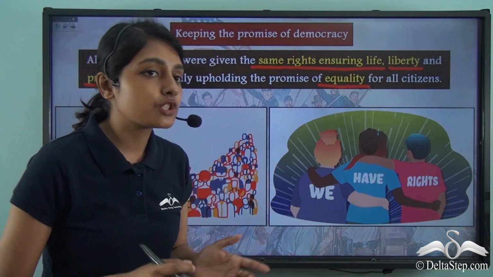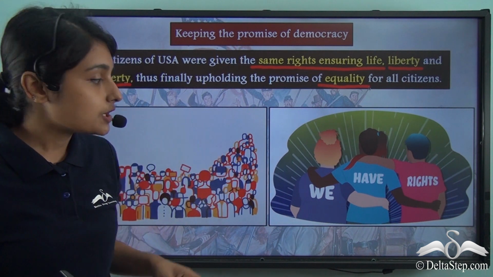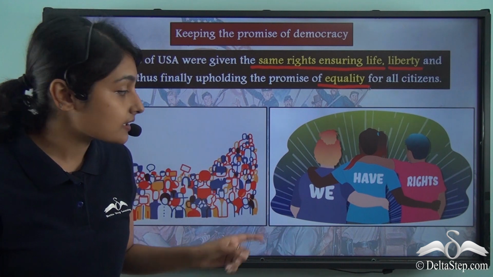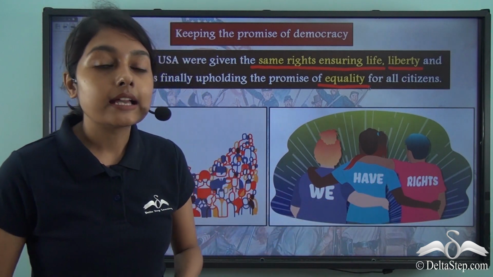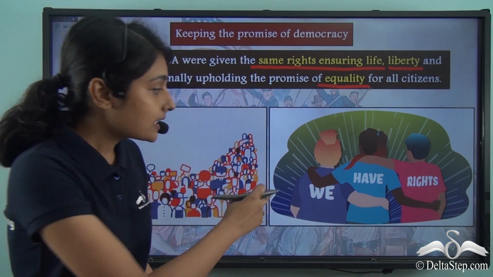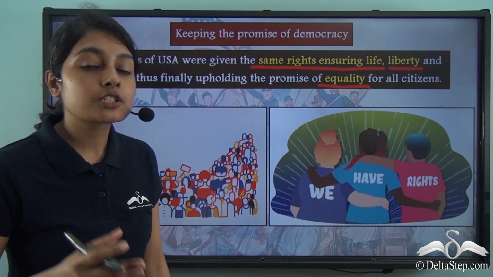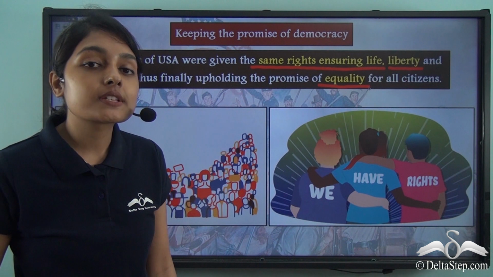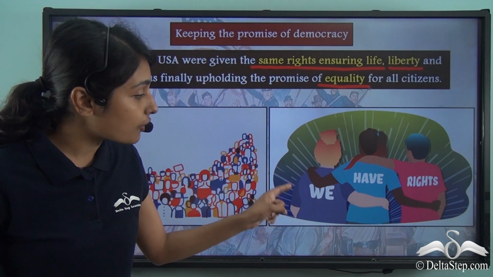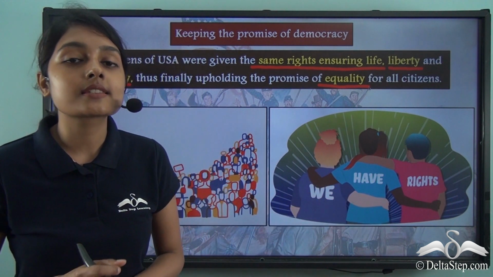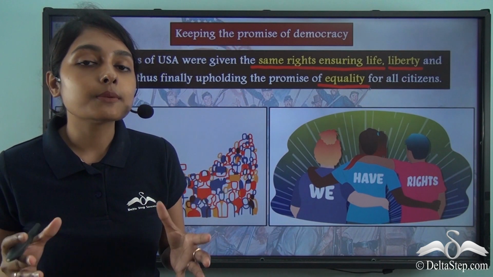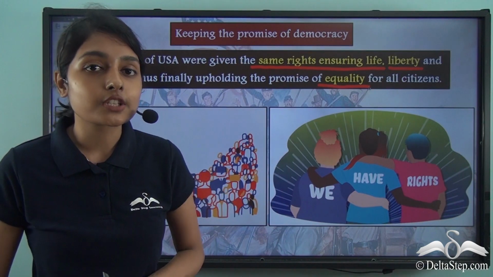Now this image here is very symbolic. Here you can see these three people are of different races because their skin color is different. But they are all together, and together they say that we have rights. That is to say, no person would now be discriminated against for their skin color or the race they belonged to. And this made the United States of America a democracy in the truest sense of the term.